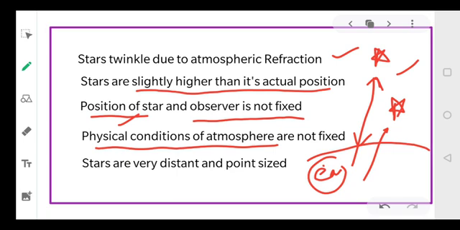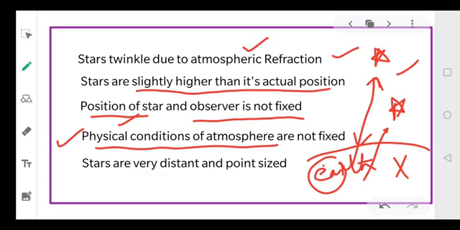So first of all, stars twinkle because of atmospheric refraction. Stars are slightly higher than its actual position. The position of the star is not fixed. The position of the person who is standing on the Earth is also not fixed because Earth also rotates on its axis. Secondly, the conditions between the star and the observer, that is your air, also keep changing. We know air is continuously moving, isn't it? So the physical conditions of the atmosphere are also changing.